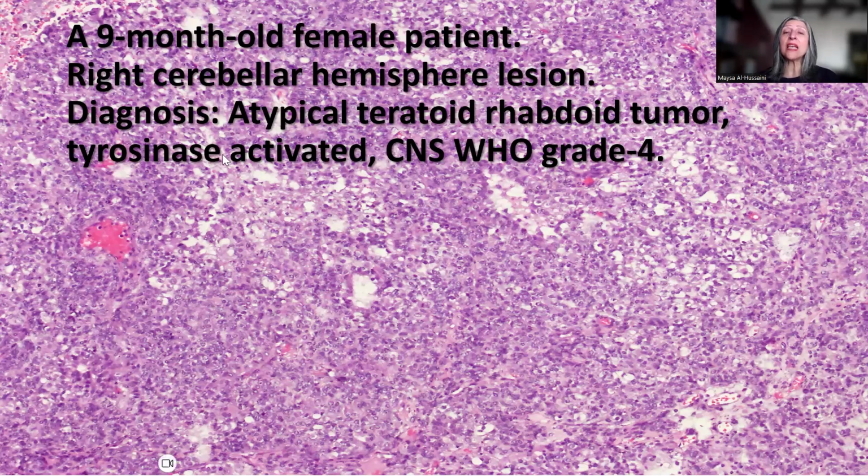Now, the tyrosinase activated atypical teratoid rhabdoid tumor accounts for around one third of cases of ATRT, usually occurs in infants younger than 1 year of age, typical as in our patient, and these tumors are usually associated with a relatively better prognosis in comparison to other types of ATRT.